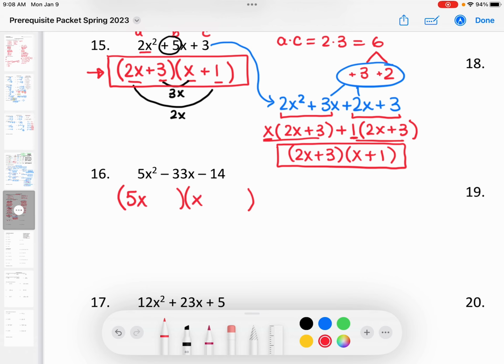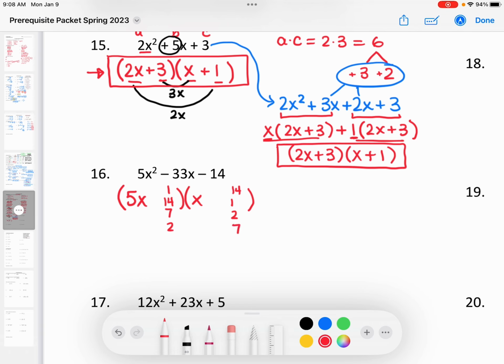That's really the only way to make a 5x squared. But then you have some options for the 14, right? You could go 1 times 14. And since the order matters, you might try a 14 and then a 1. Or you could try the 7 and the 2 and the 2 and the 7. Only one of those will work.